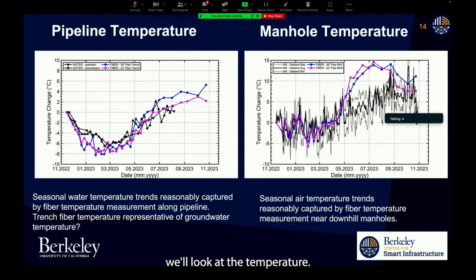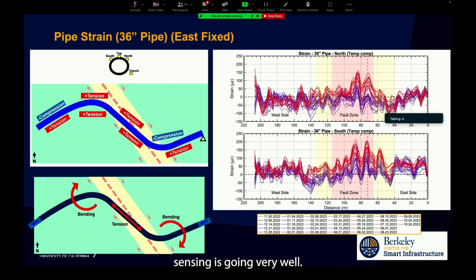First of all, we'll look at the temperature. So we have a temperature cable attached to the pipe, and then also in the trench. And then actually we do have a temperature of the water from the East Bay MUD. And if you compare the two, they match nicely, as you can see on the left. And the right figure is about where the manhole is and how the outside temperature compares to our data set. And that gives us the feeling that our sensing is going very well.